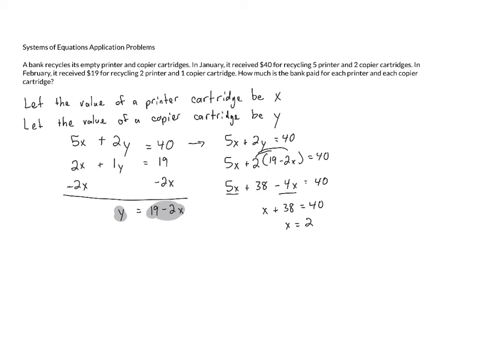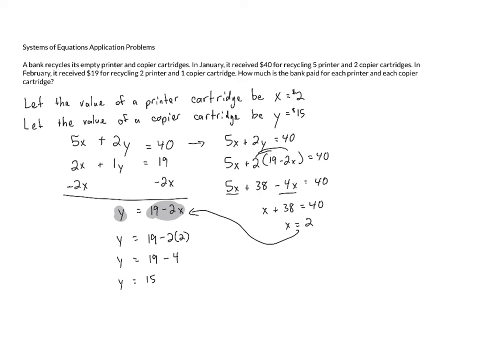Now that we know the value of x, we can substitute that in to the x in the other equation to get y. So we've got y equals 19 minus 2 times x, which was 2. 2 times 2 is 4, and 19 minus 4 is 15. So we've solved for x and y. Now we can go back to our let statements to figure out what the unknowns were. The value of a printer cartridge was x. We know that's 2, and this is measured in dollars. The value of a copier cartridge was y. That's 15, also in dollars.